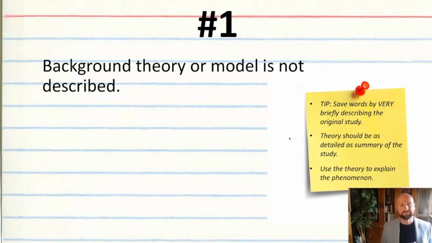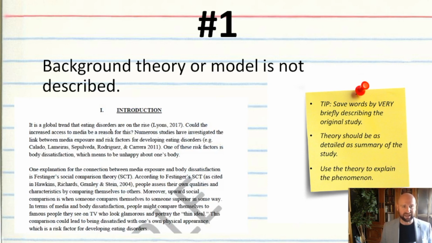Now, finally, how do you describe the background theory or model? Well, try to use that theory to explain the phenomenon that you are investigating. So, for example, in my case, I'm looking at eating disorders and the rise of eating disorders. This is a phenomenon that I'm trying to explain, and I'm looking at, more specifically, the effect of media. The explanation of this phenomenon is that media is increasing the rise of eating disorders. So I'm using social comparison theory to try to explain how and why the media can influence eating disorders. And this is my full description down here.